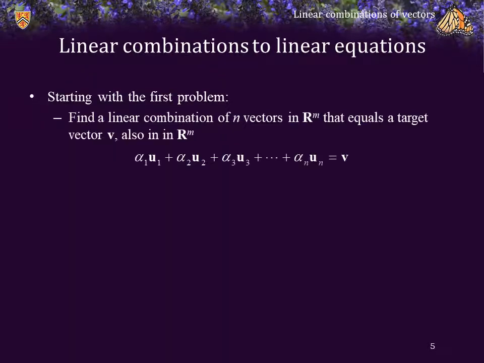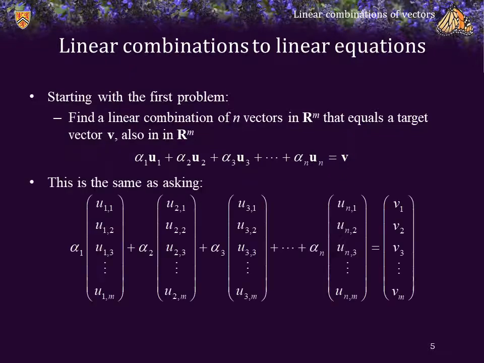Starting with the first problem. Find a linear combination of n vectors in R^m that equals a target vector v also in R^m. Well, let's just replace each of those vectors with vectors showing the actual entries. So, the entries of the vector u1 are the entries u_{1,1}, u_{1,2}, u_{1,3}, and because u1 is in R^m, this goes down to u_{1,m}. The target vector is, of course, the entries v1 through vm.